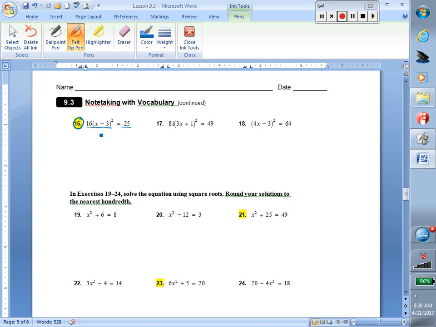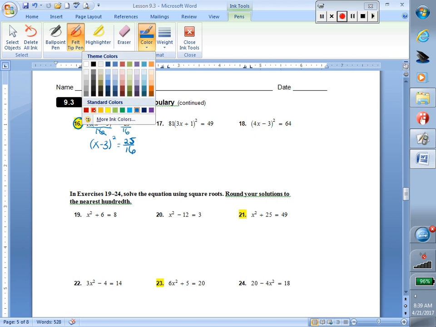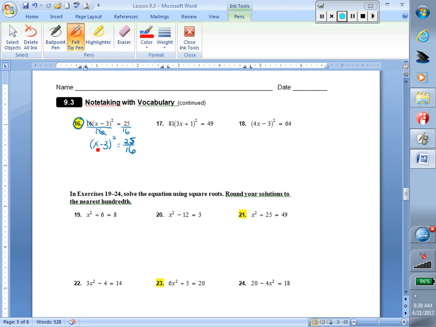So to undo multiplying by 16, I divide by 16. The 16's on the left simplify to 1. I'm left with x minus 3 squared equals, and now 25/16, that doesn't work out super pretty. So I'm going to just leave it as 25/16 for right now. Now I have my x minus 3, that expression squared is by itself.